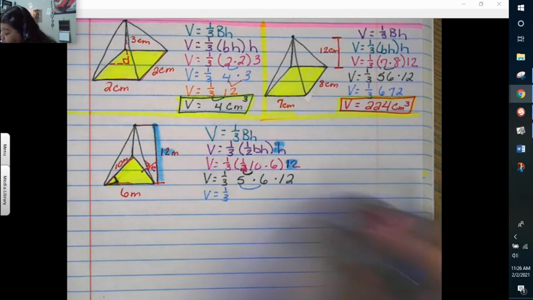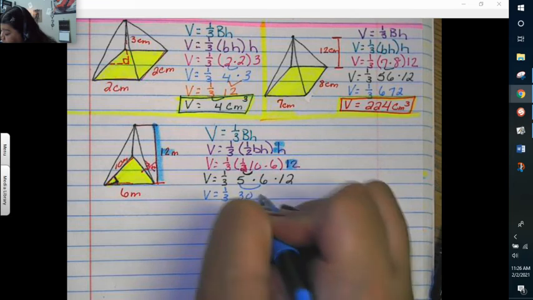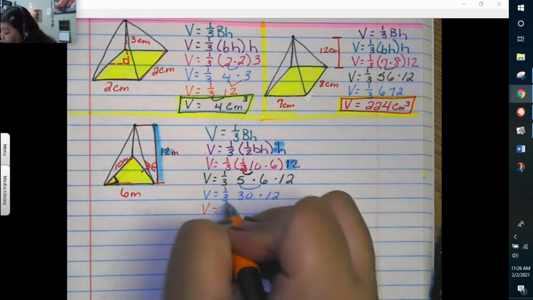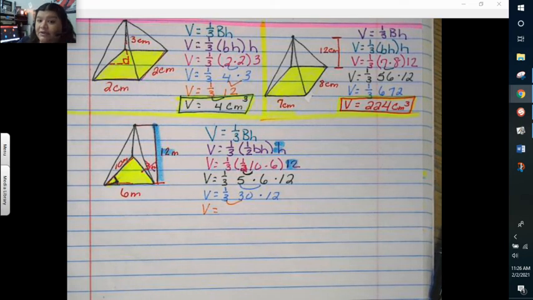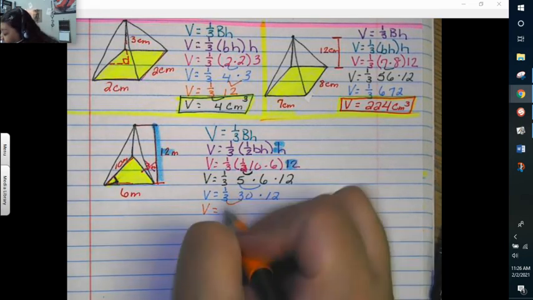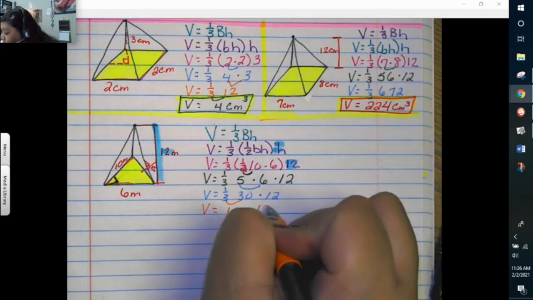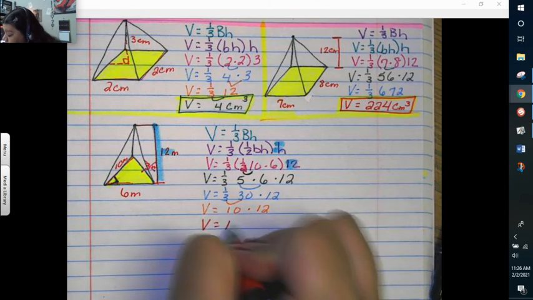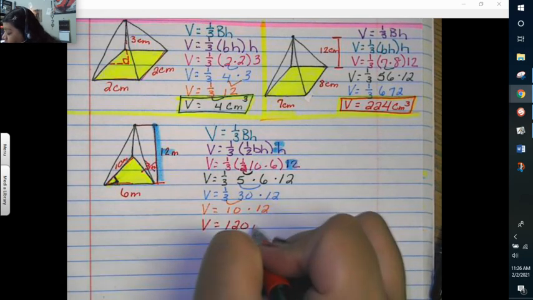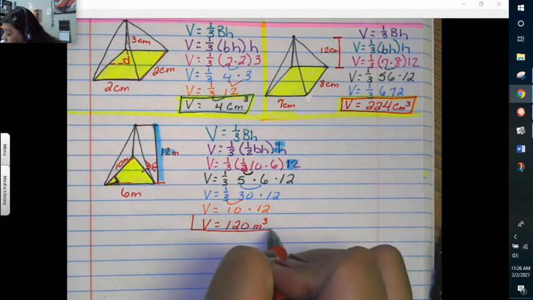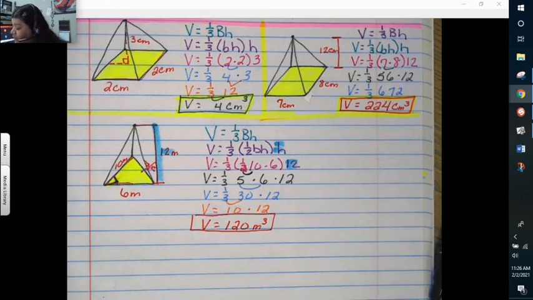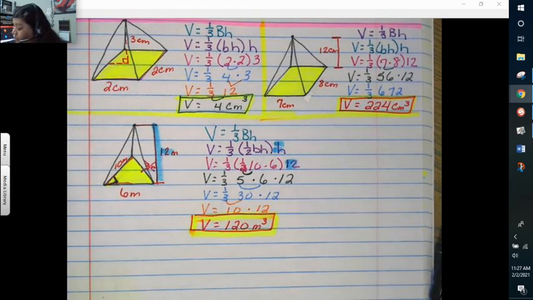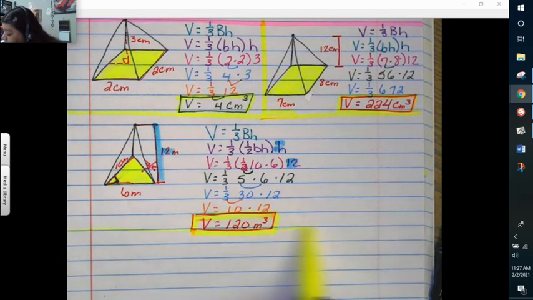And I'm going to do 5 times 6. 5 times 6 is 30 times 12. Ooh, but look at this. Now I can divide 30 by 3 and get a nice pretty number, right? 30 divided by 3 is 10. And then lastly, I have 10 times 12, which is 120 meters cubed, or cubic meters. Okay, just like that. Boom.